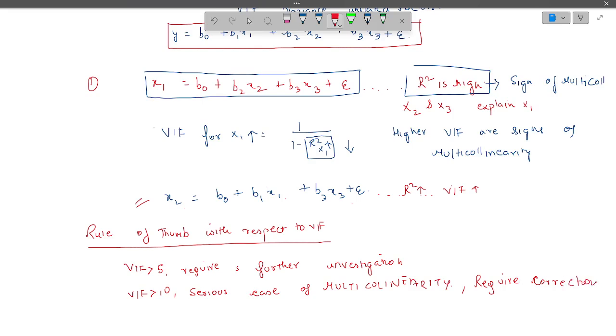Okay, so this is your VIF. We need to be very aware of this. This is very simple. You regress one independent variable against the remaining independent variables. If the R square of that regression is high, then x1 is being explained by x2 and x3. There is some correlation among them. There are signs of multicollinearity, right? And if VIF is more than 10, it is a serious case of multicollinearity and requires correction.